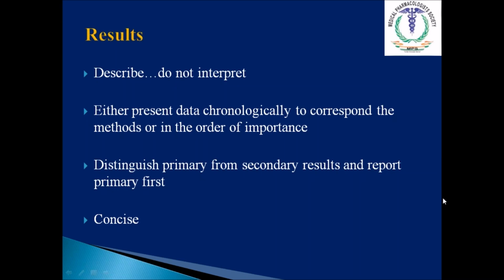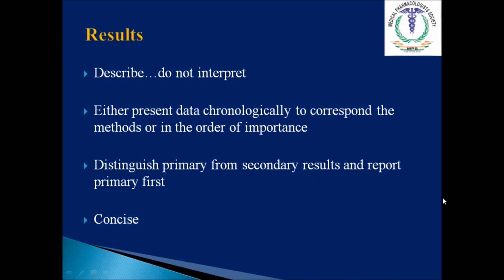Now when we present the results, there are two methods by which one can present the results. One is simply presenting the data chronologically, meaning whatever we discussed in the primary objective, secondary objective, and the evaluation parameters. So we keep on presenting the same data that we discussed in the materials and method in a chronological order. So that is one method of reporting the results of a clinical trial.